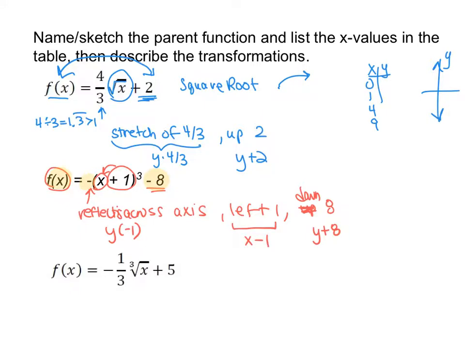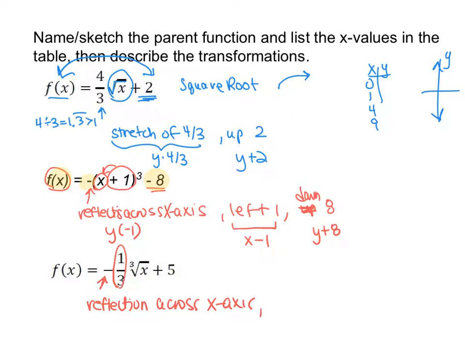All right, next one. The next one is somewhat tricky because it has a negative and it has the 1/3. Remember, it's the absolute value of this number. It's only this number. It doesn't include this sign. This sign right here is a reflection across the x-axis. Oh, I see. I forgot to put the x up here. Okay, it's a reflection across the x-axis.